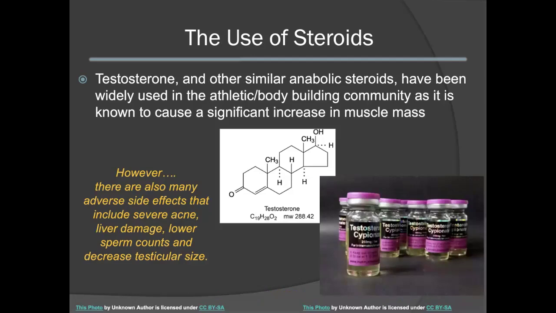Testosterone and other anabolic steroids have widely been used in the athletic and bodybuilding community, as it's known to cause a significant increase in muscle mass. However, there are many adverse side effects that come along with taking steroids artificially. These include acne, liver damage, lower sperm counts, and decreased testicular size in males.